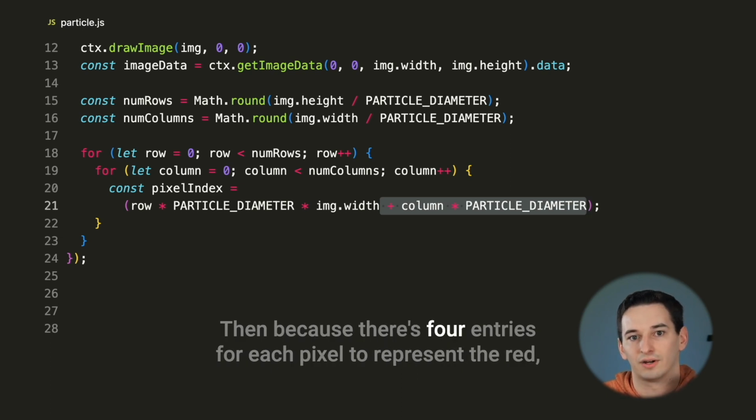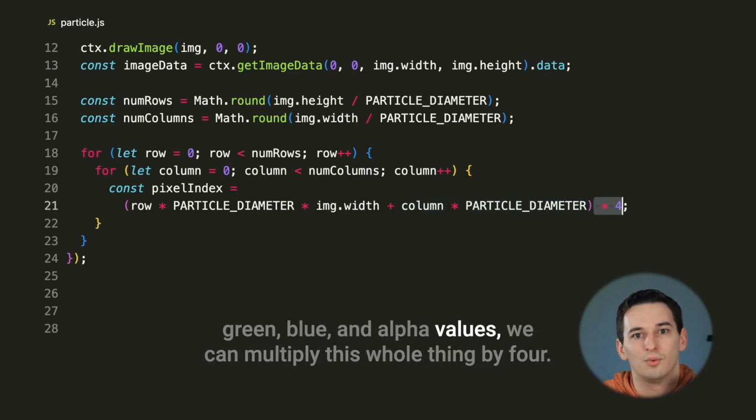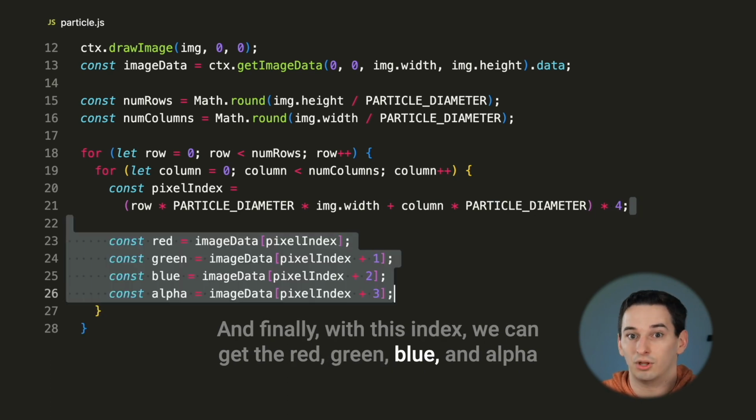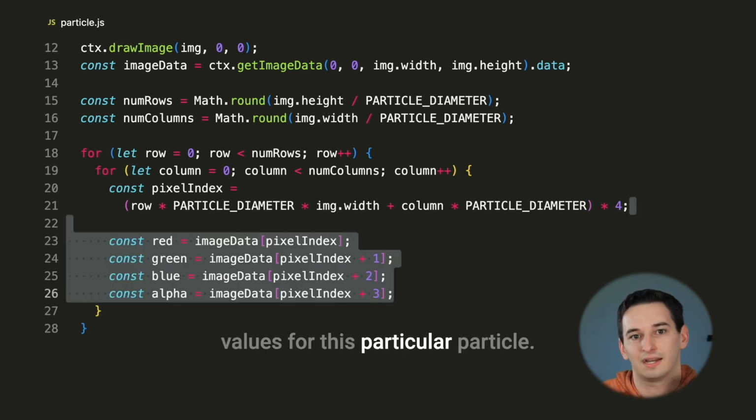Then because there's 4 entries for each pixel to represent the red, green, blue, and alpha values, we can multiply this whole thing by 4. And finally, with this index, we can get the red, green, blue, and alpha values for this particular particle.